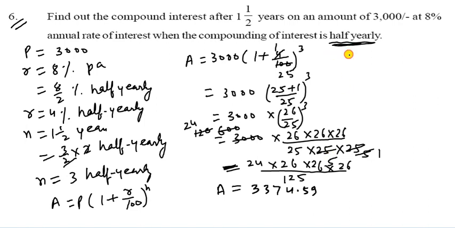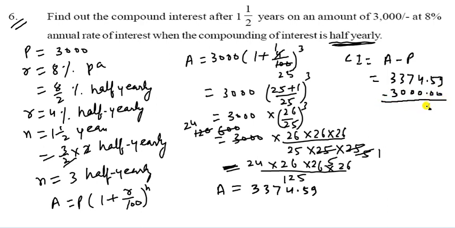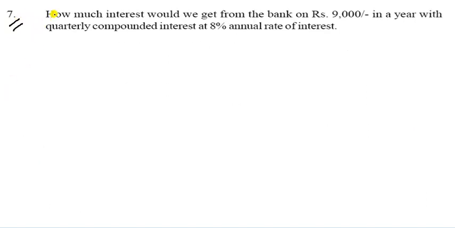So amount will be equal to 3374.59. So let us find the compound interest. So CI will be equal to A minus P. So A is 3374.59 and P is 3000.00. So subtract this. So we get 374.59 rupees. This one is the compound interest and that one is your answer.